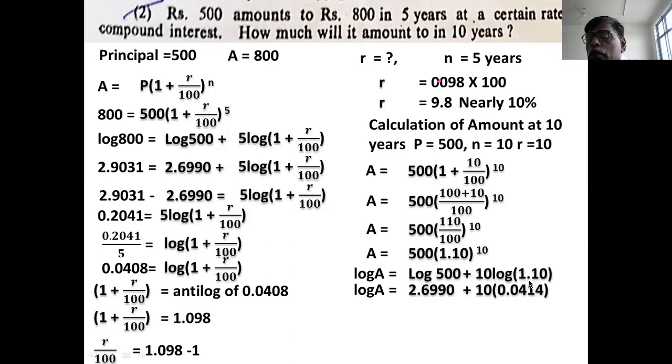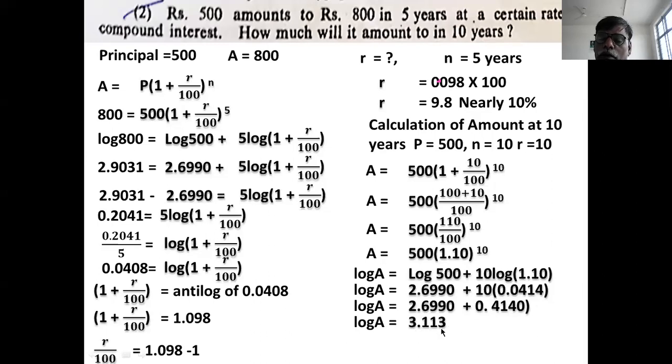column. You forget the decimal point and see in the logarithm table. The 110 column value is 0.0414. If you multiply with this 10, log A is equal to 2.6990 plus, multiplying with the 10, its value is 0.4140.